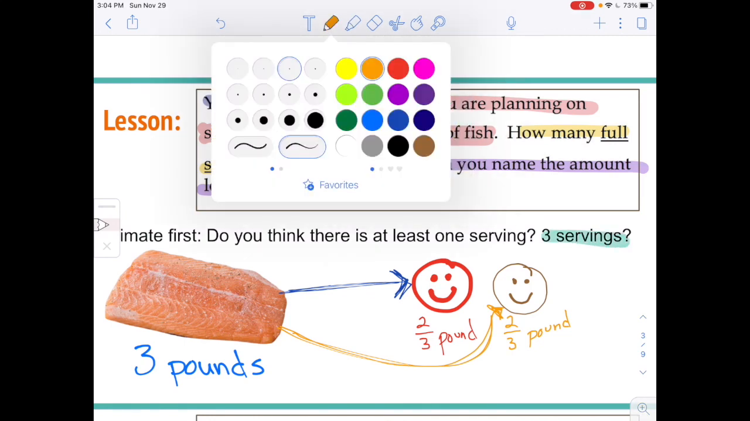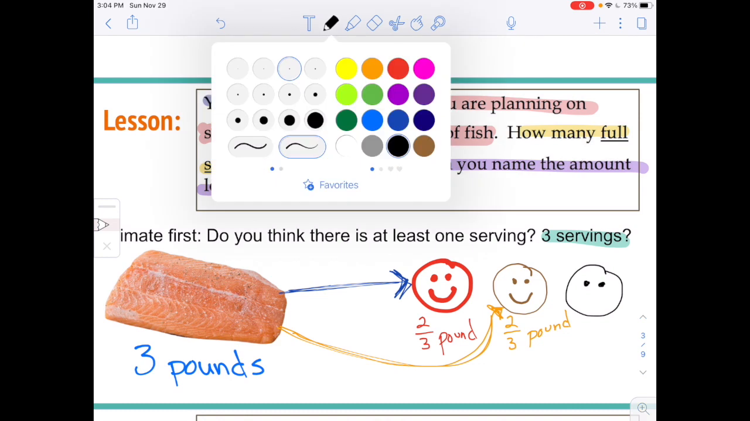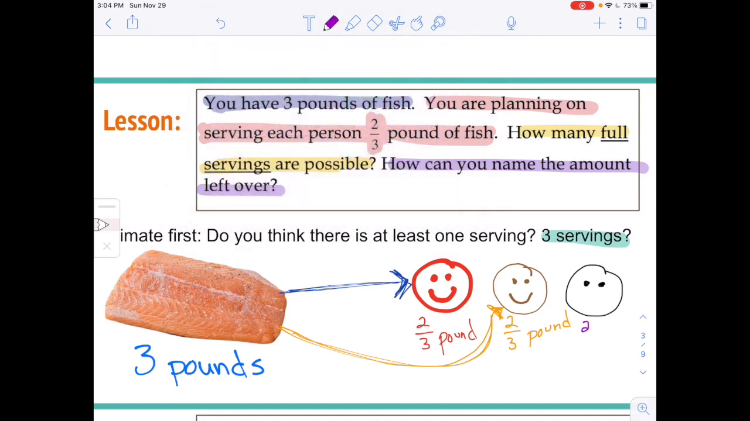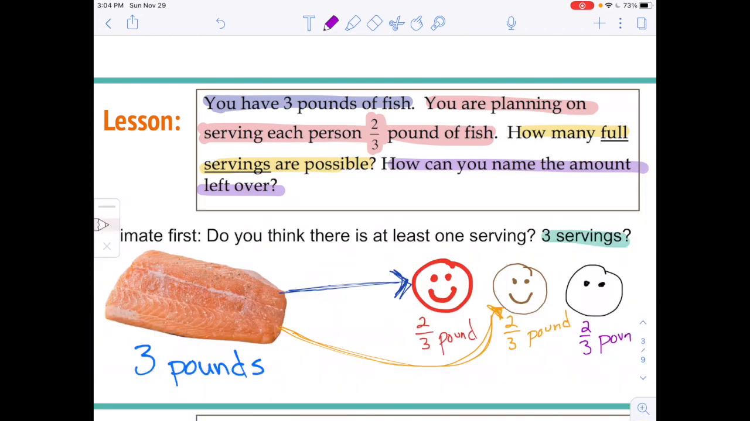So I'm going to draw one more face here. One more face, put some eyes, all right? I don't know if it's going to be happy or smiley yet. It's going to depend on if this person gets fish. 2/3 of a pound. Out of space. Oh well. All right, put that 2/3 of a pound on the bottom there maybe. All right, so if 2/3 plus 2/3 is 4/3, then if I add another 2/3, I should get 6/3. So my question is 6/3 of a pound, is that less than 3 pounds?